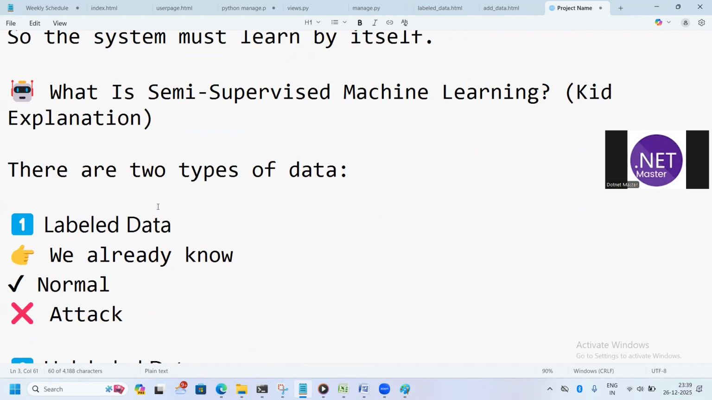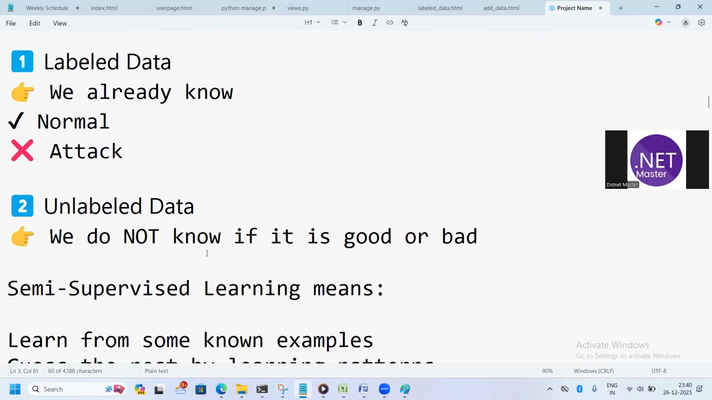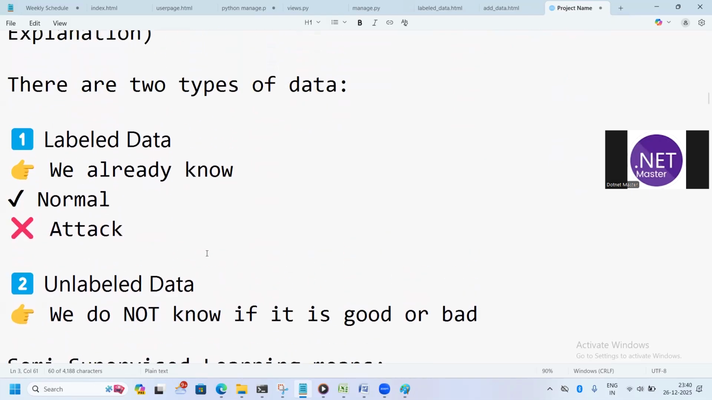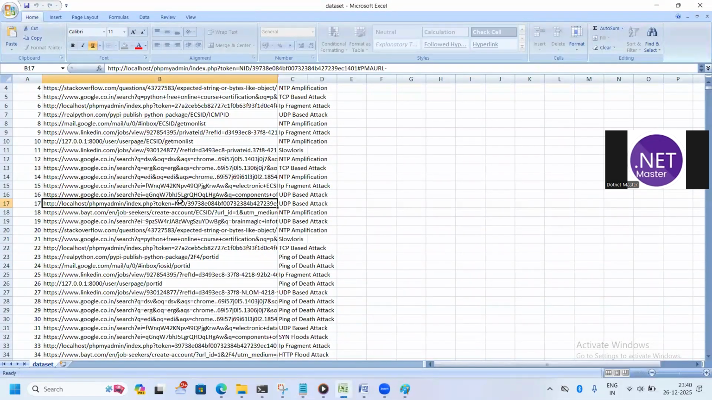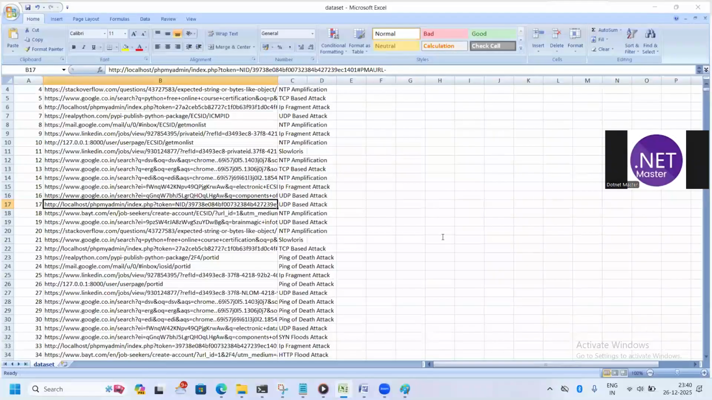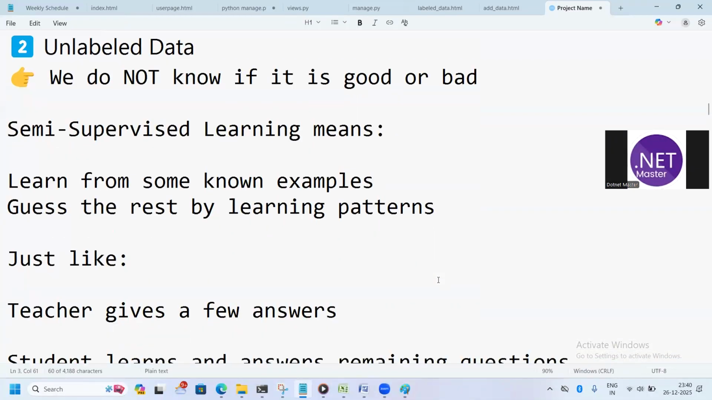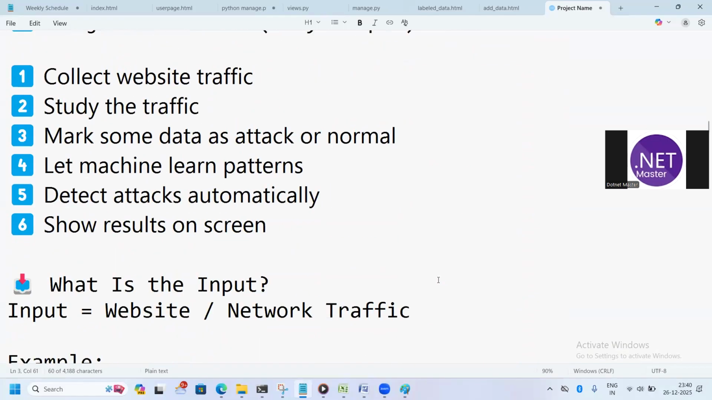So what exactly is this project? Semi-supervised machine learning means there are two types of data. One is labeled data, from which we can identify whether it is good or normal traffic, or whether it is going to attack our resources. The other is unlabeled data, where we don't know whether it is good or bad. With labeled data, we know what is good or bad, but with unlabeled data we don't. So our application is going to identify it from the patterns.